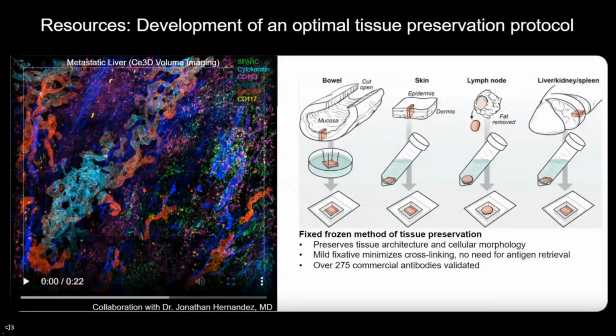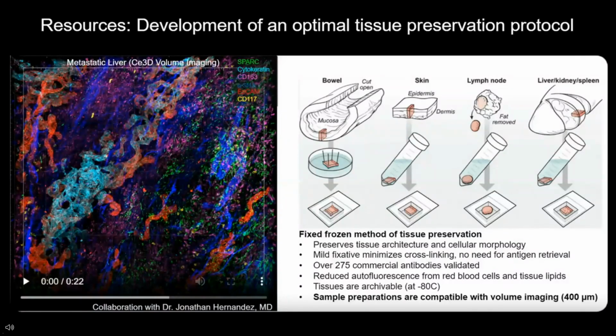We've tested now many more, and you'll see many more commercial antibodies. And we reduce the autofluorescence from common sources, which include red blood cells and tissue lipids. And importantly, these tissues are archivable. And why I wanted to encourage you to play the video is that you can take these tissues that you've frozen, and then you can prepare them using volume imaging later. So it's a good way to archive your samples, and then you could even do more complex advanced microscopy in 3D later. And that's what's in the movie.